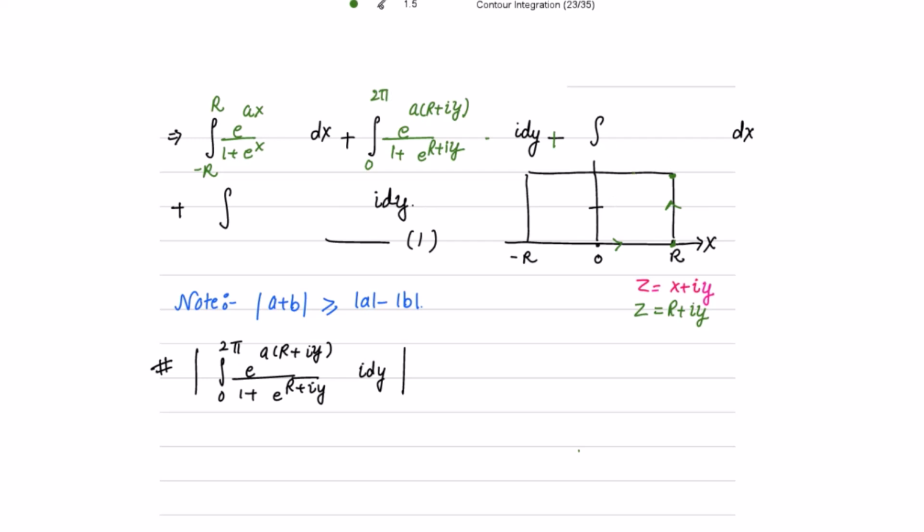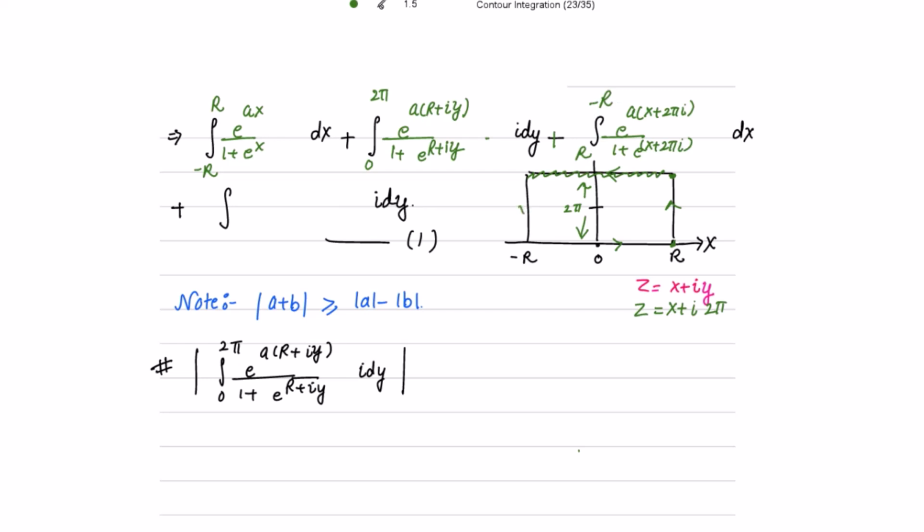Then third, we will integrate along this line. So here x is varying and y is constant, which is 2 pi. So now z becomes x varying and y is 2 pi. So writing e to the power a(x plus 2 pi iota) over 1 plus e to the power x plus 2 pi iota. And the limits from positive R to negative R.